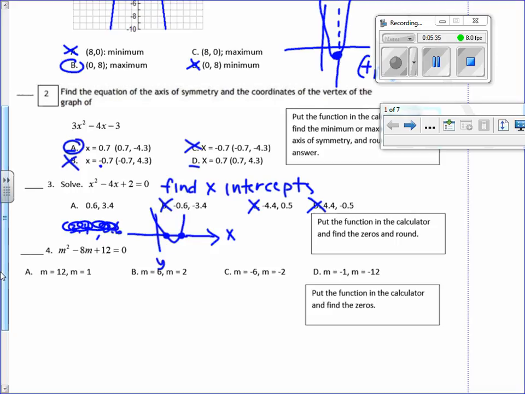Okay, let's look at number 4. Same thing, graph it. So number 4, we're looking for solutions. Just use X or M, and I want you guys to tell me what the answer is. So you're going to graph it. So we're going to do X squared. Don't try to find the M. Minus 8X plus 12. And graph it.